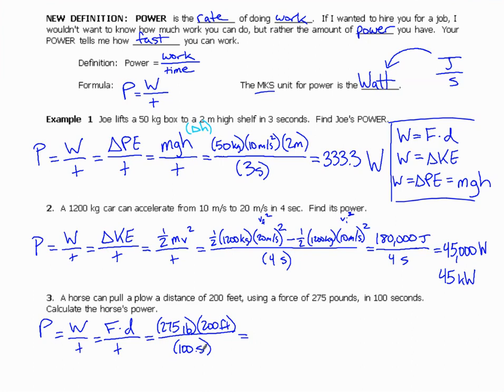So we got 550 foot-pounds per second. 550 foot-pounds per second, or in other units, 1 horsepower.